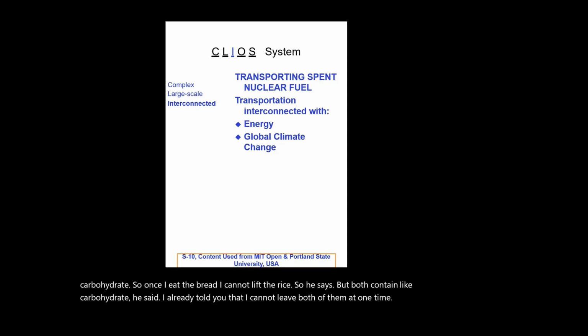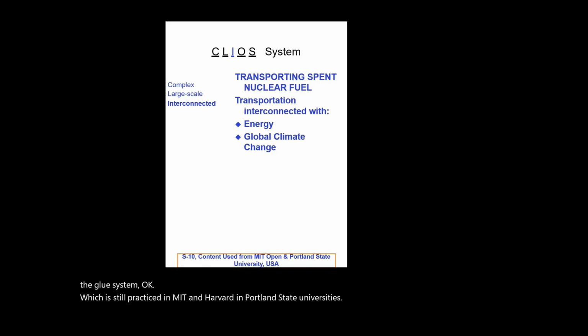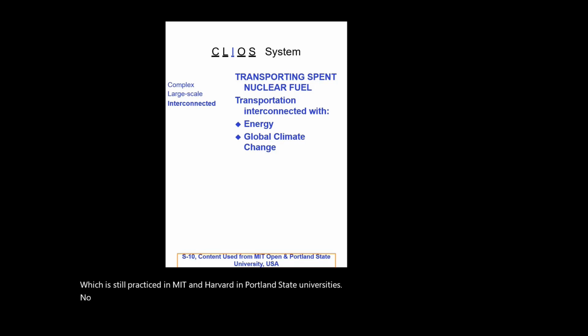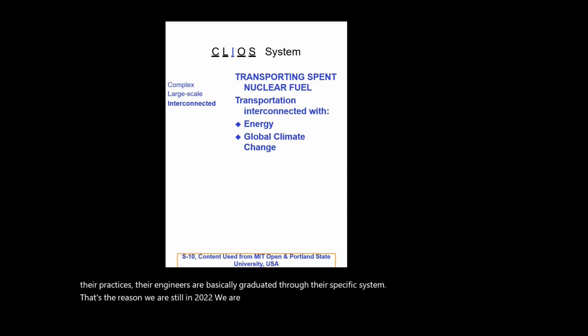But as an engineer, as a system engineer, you need to understand the CLIOS system, which is still practiced in MIT, in Harvard, in Portland State University. The system is actually built on CLIOS, and this policy originated in 2001, 2002. Now all their designers, stakeholders, practitioners, and engineers have graduated through that specific system. That's the reason we are still in 2022 at the level of 1942.